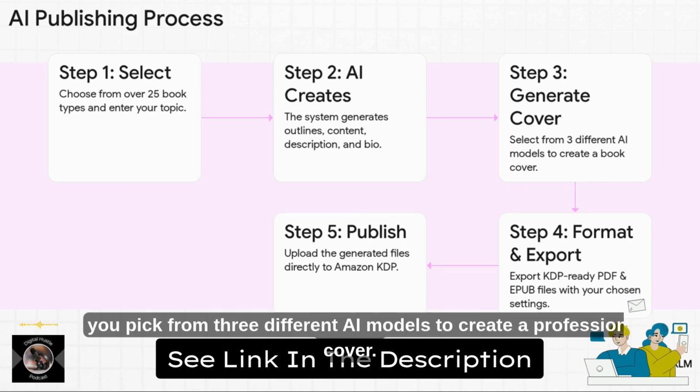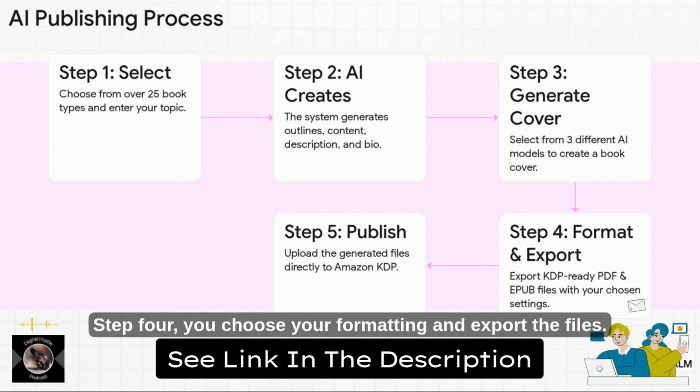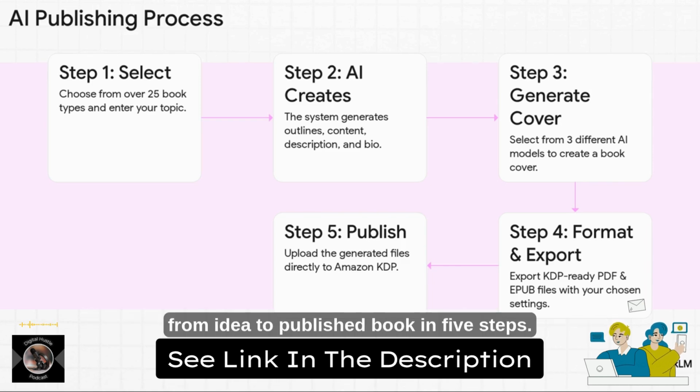Step 3, you pick from 3 different AI models to create a professional cover. Step 4, you choose your formatting and export the files. And Step 5, you just upload those files straight to Amazon. That's it, from idea to published book in 5 steps.